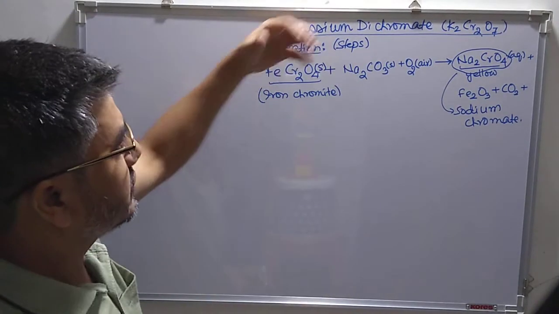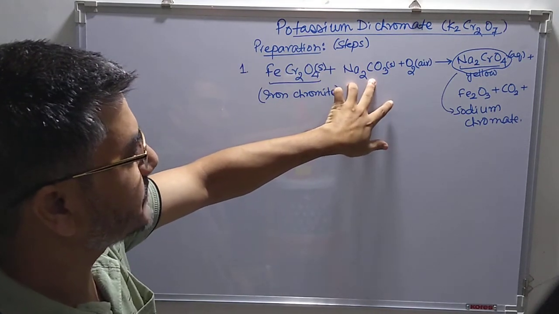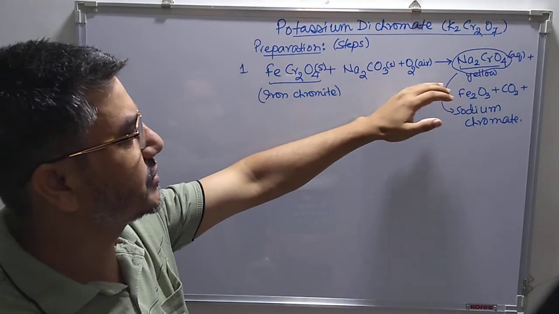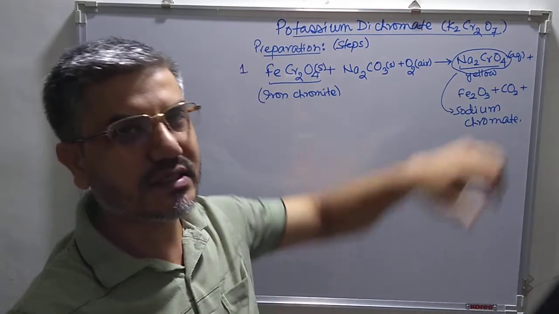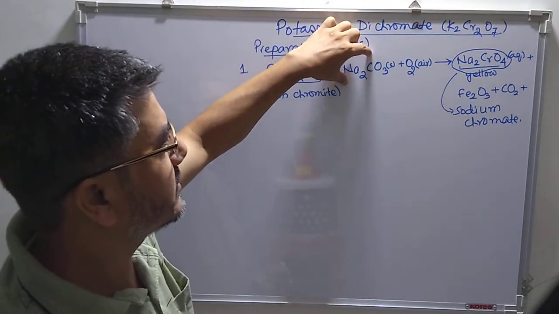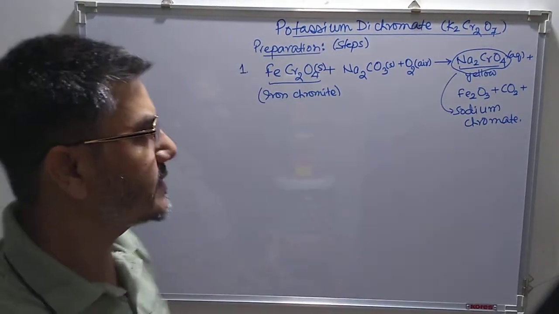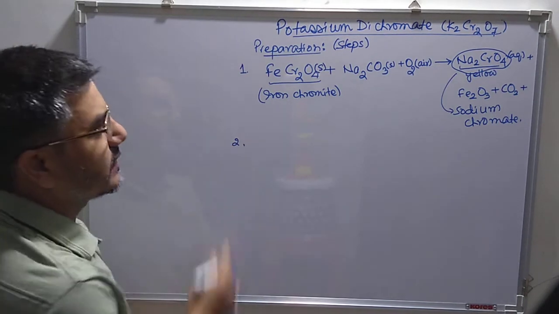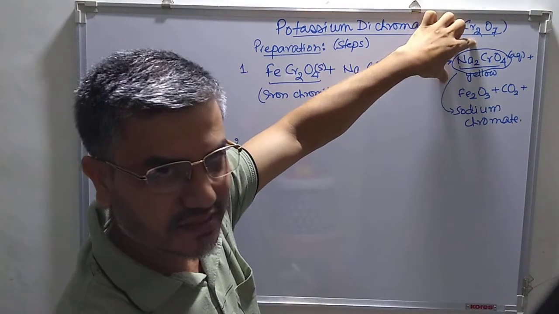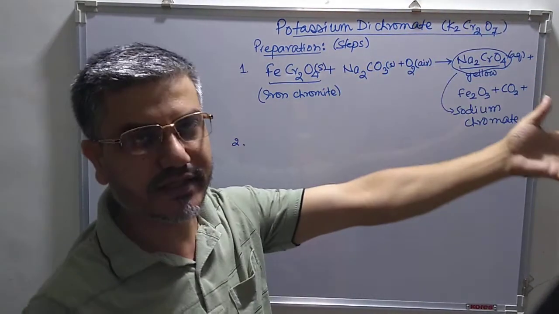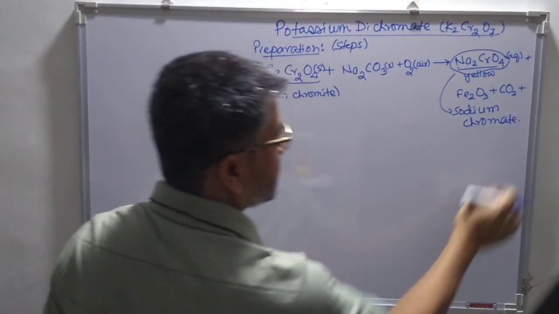Now, the reaction involves fusion of this compound with sodium carbonate in presence of aerial oxidation. The solution is basic in nature because this sodium carbonate reacts with water to give you sodium hydroxide. So the reaction is highly basic in nature. In the second step, what we have to do is the yellow color solution, which is basic in nature, is acidified with sulfuric acid.